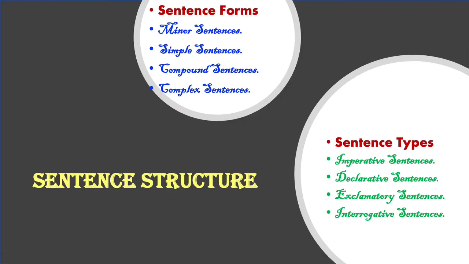Now let's move on to the last analysis, sentence structure analysis. There are 4 forms and 4 types of sentences used in literary works. They are minor, simple, compound, and complex sentences. In the same way, there are 4 other categories of sentences used in literary works. They are imperative, declarative, exclamatory, and interrogative sentences.